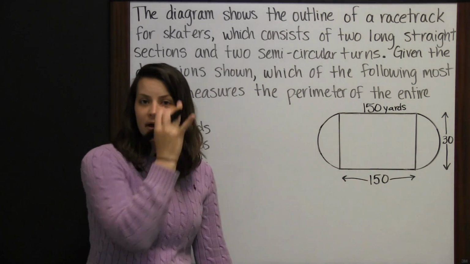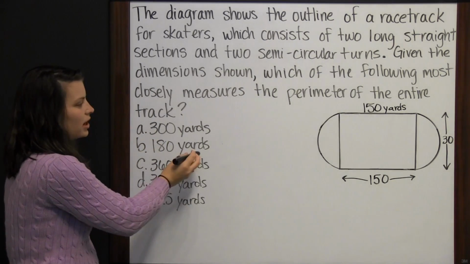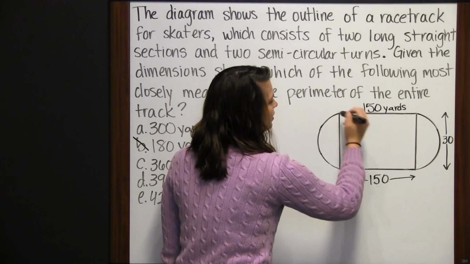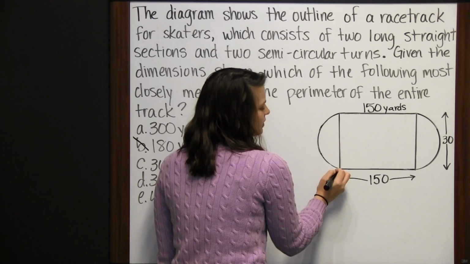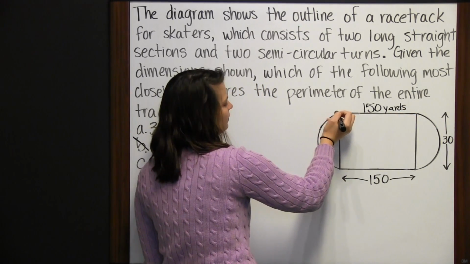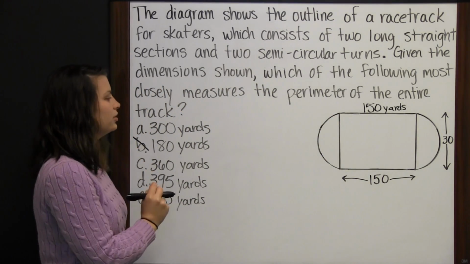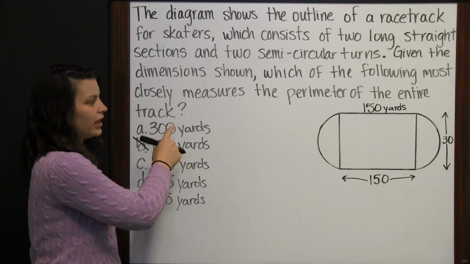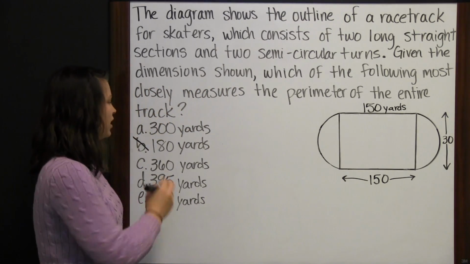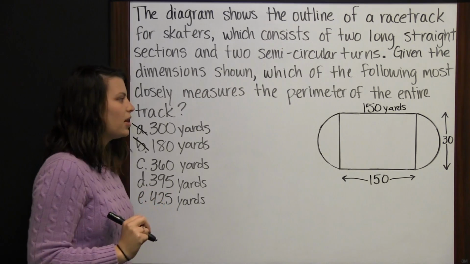And actually, just from that amount of information, we can already start eliminating some answers. I know that 180 yards is definitely not enough because I've got 150 and 150. So we're going to have to skate this 150, skate some more, skate another 150, and skate some more. So we know we're already over 180 yards. We also know it's going to be more than 300 yards because just the 2 straight sections are 300 yards. So we can already eliminate that answer choice, and we're down to these 3 possibilities.